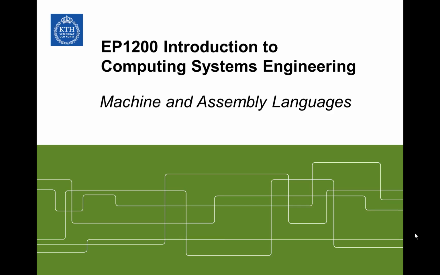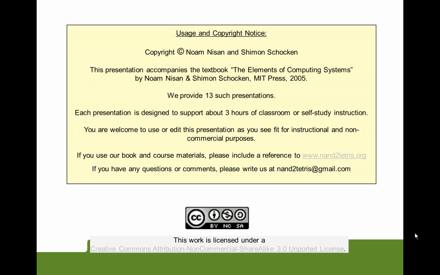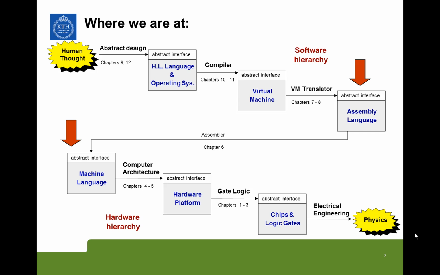In this lecture, we discuss machine and assembly languages, covering chapter 4 of our course book. Looking at our course structure, we see that we have covered chips and logic gates, and also some part of the hardware platform, where we defined the arithmetic unit and the memory units that we will use to build our computer. In this lecture, we discuss machine language and assembly language, which is the abstract representation of the machine language.